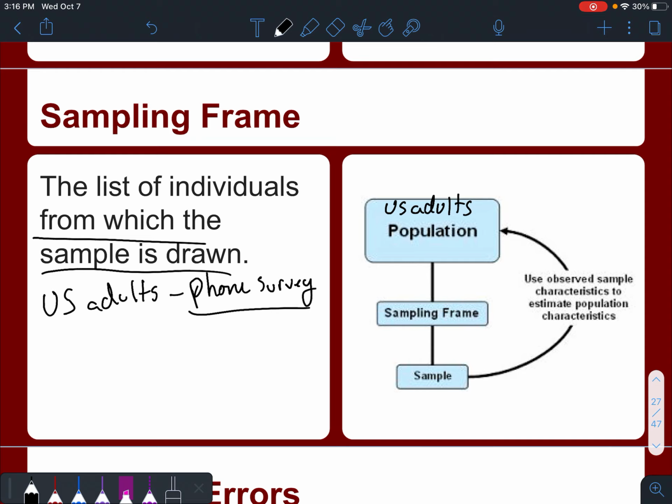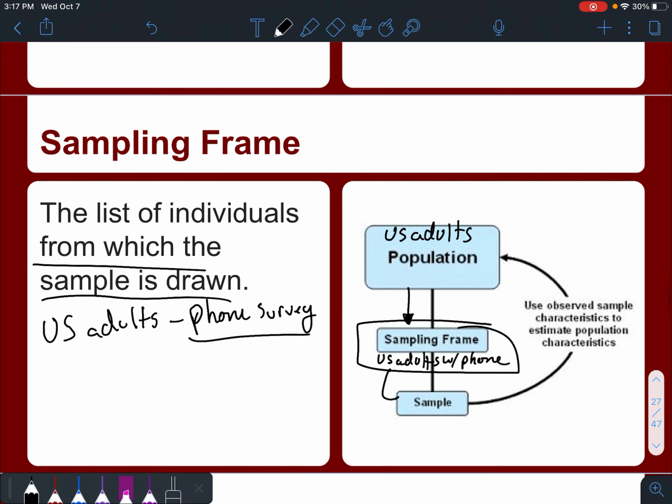Now, I want you to think about this. If we're doing a phone survey of U.S. adults, what list of individuals are we getting? Well, we're getting people with phones. They have to have a phone number in order to be on this list. So our population is automatically going to leave off some proportion or some percentage of the population. Our sampling frame in this situation would be U.S. adults with a phone. And then we're going to get our sample from that.